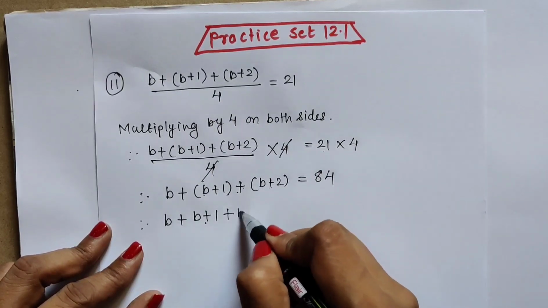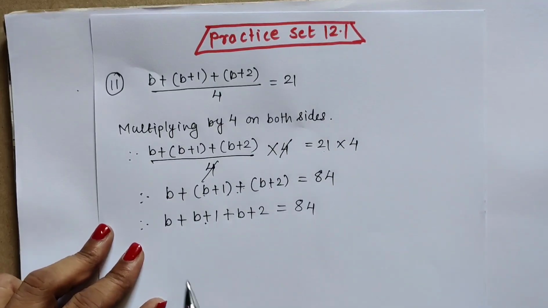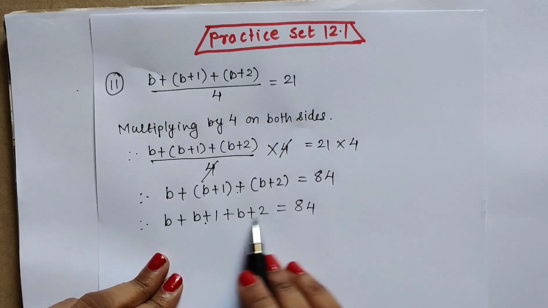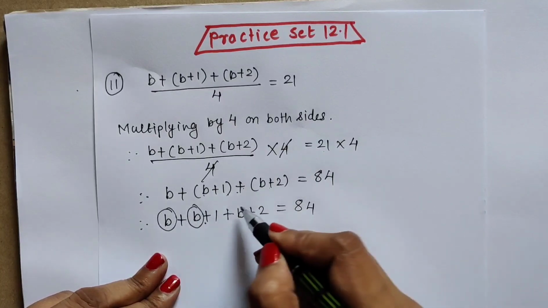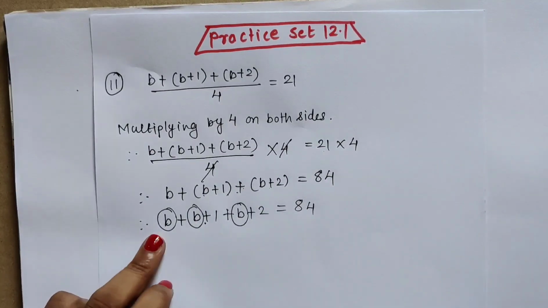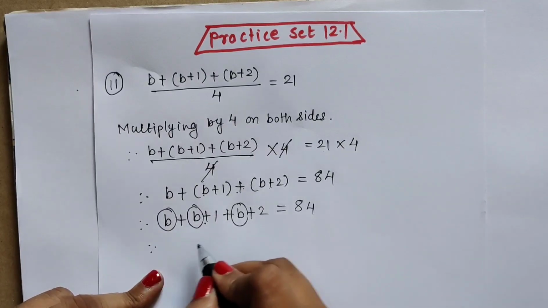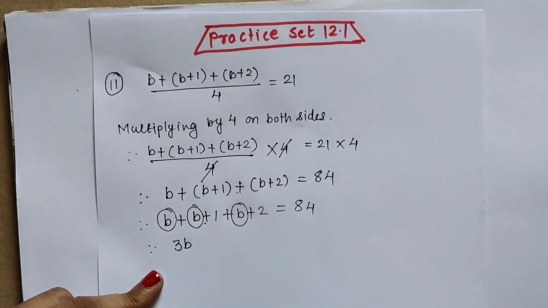So b plus 2 as it is, right, is equal to 84. Now on the left hand side, there are 3 b's and 2 constant numbers. So we first add all these 3 b's: b plus b plus b. That means 1b plus 1b plus 1b. What is 1b plus 1b plus 1b? It will be 3b.